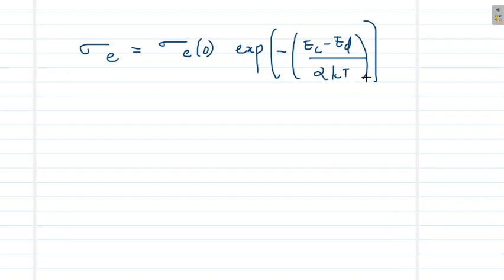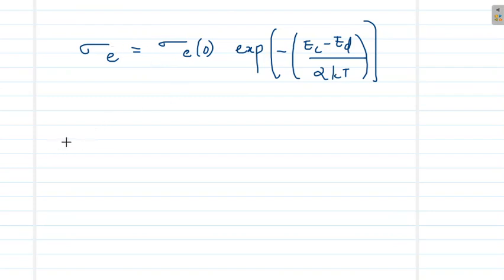In your textbook, just ED is written there. They assume that EC minus ED is ED, that is the energy range between the conduction band and the donor level. They assume that as ED. Here we have written EC minus ED, which is the difference between the conduction band and the donor level. Both are the same. So how does this equation depend on temperature?